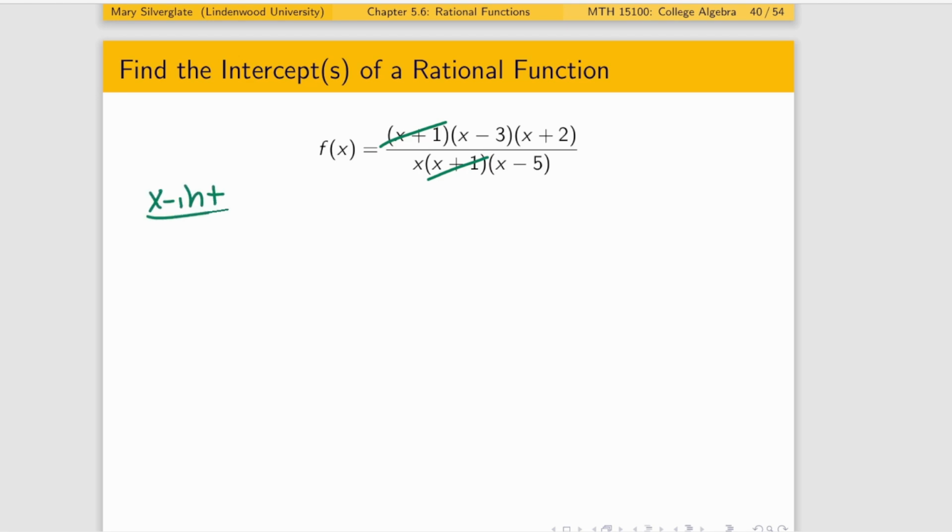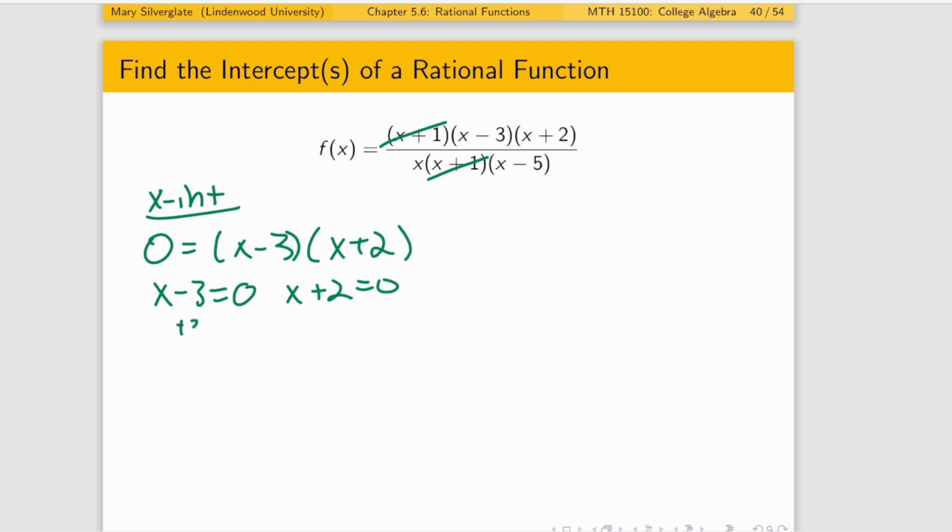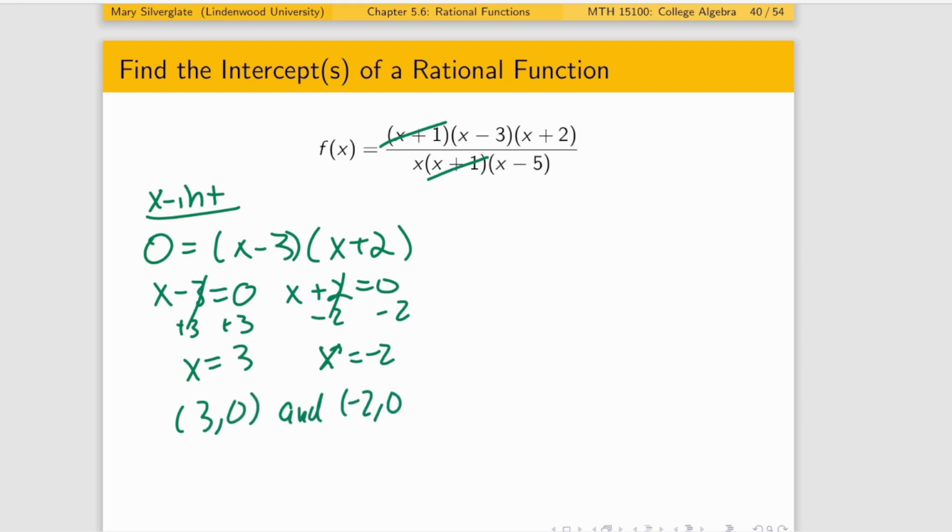For the x-intercepts, you should notice that plugging in y is 0 ends up being that once I multiply over x times x minus 5 to both sides, that just goes away, and you're just left with that numerator anyways. So I set x minus 3 equal to 0, x plus 2 equal to 0, add 3 to both sides to get rid of subtracting 3, x equals 3. Subtract 2 to both sides to get rid of adding 2. We end up with x equals negative 2. So I have x-intercepts at (3, 0) and (negative 2, 0).